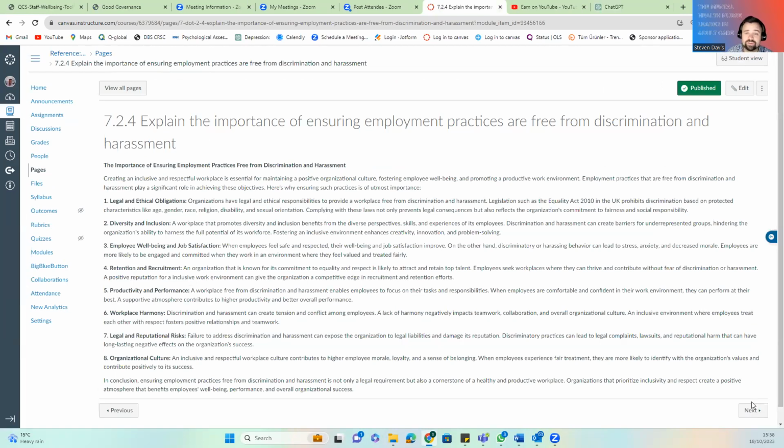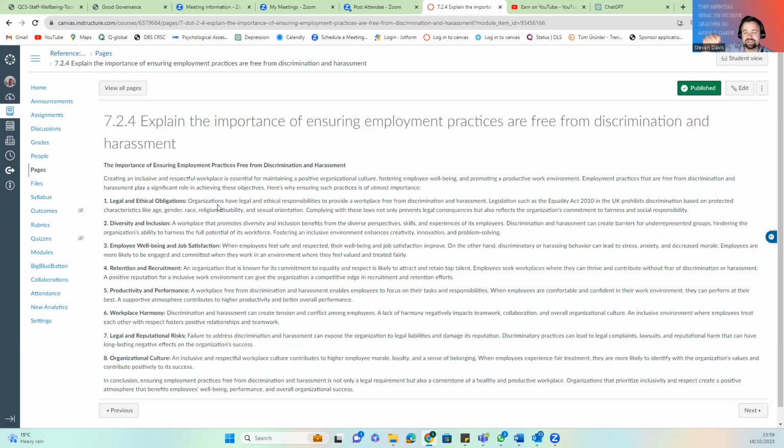Explain the importance of ensuring employee policies are free from discrimination and harassment. Well, it's a given, isn't it? We've talked about the Equality Act 2010 already. And part of what you have to provide CQC is this data for how you work in a non-discriminatory form. And that can be really difficult. But showing that you are non-discriminatory and that you're meeting all of those things throughout all of your policies, you need to make sure that you have that all in place.